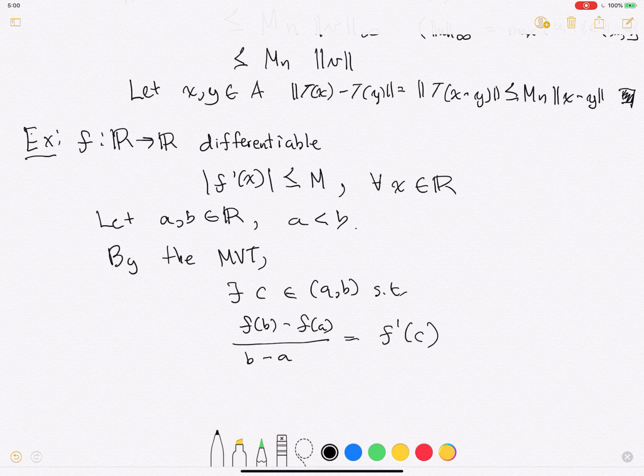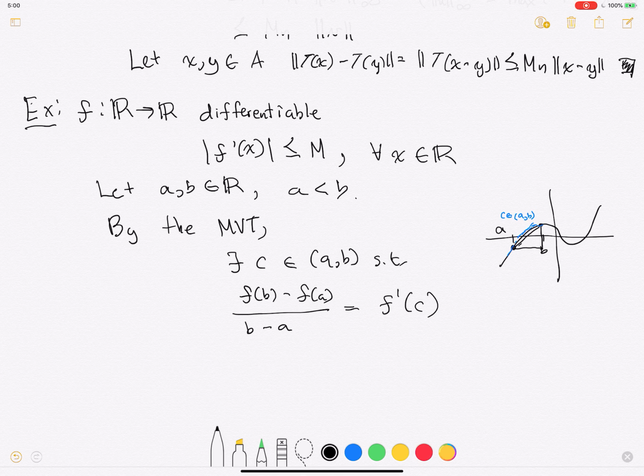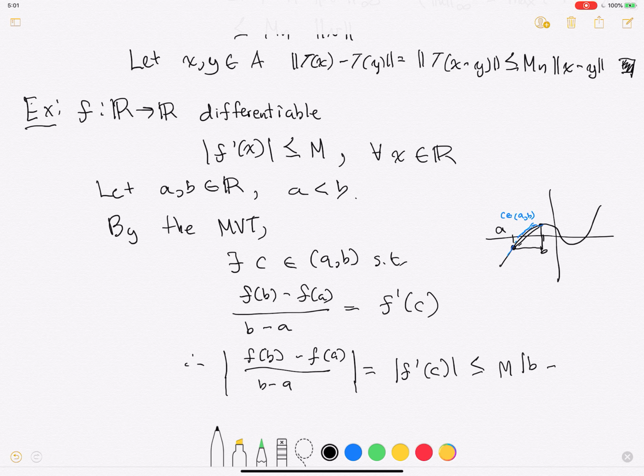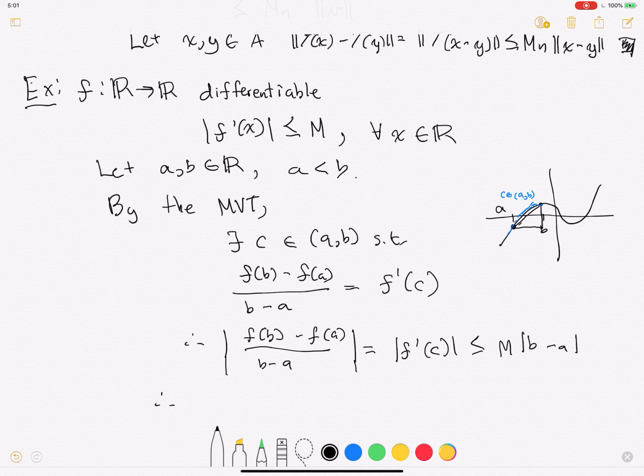If you don't remember what the mean value theorem is, it's if you have a curve and a point A and B, the slope between them should be the slope of the tangent line at some point between them. So the c will be here. So now we can conclude. You take the absolute value on both sides, and f of b minus f of a over b minus a is, which is less than or equal to m times b minus a. So f is Lipschitz.